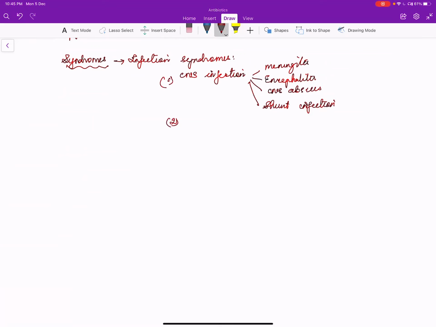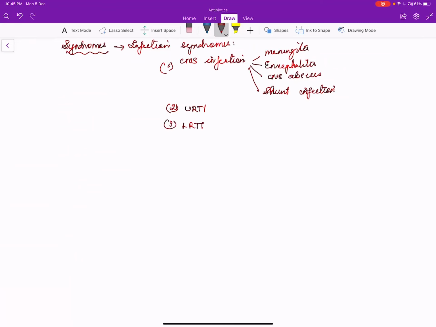Below the head, we have the ear, nose, and throat. So ENT infection comes under upper respiratory tract infection. The upper respiratory tract is from your nasal cavity, oral cavity, up to the larynx. Infection of the larynx is called laryngitis. So otitis media, otitis externa, rhinitis, sinusitis, pharyngitis, till laryngitis is upper respiratory tract infection.